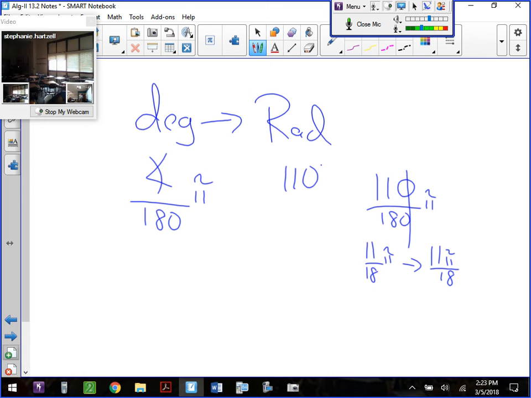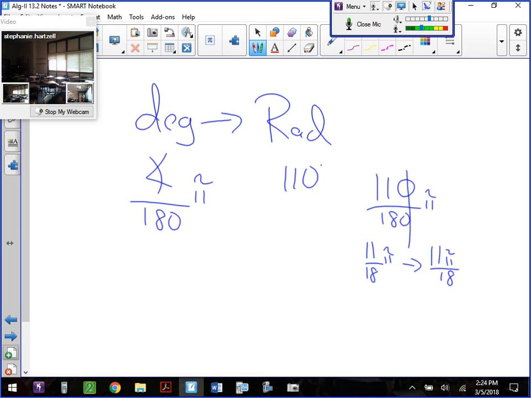Because when you're multiplying things together, when you have stuff in the numerator, it's just multiplying the numerator straight across. You'll probably see it written more often as 11 pi over 18, as opposed to 11 over 18 times pi. I think that's what you were about to ask me.